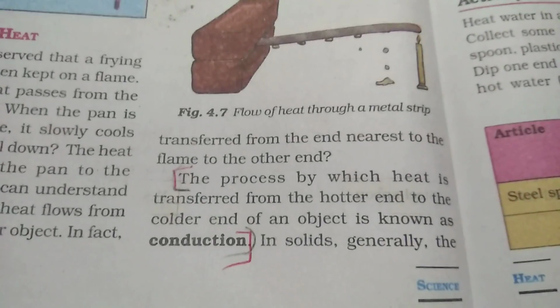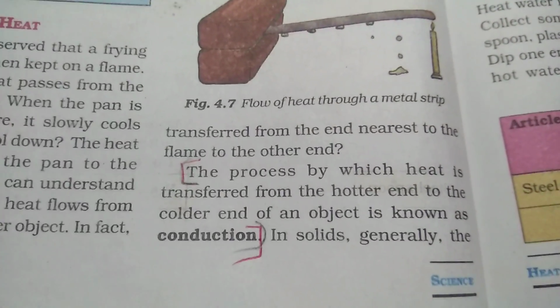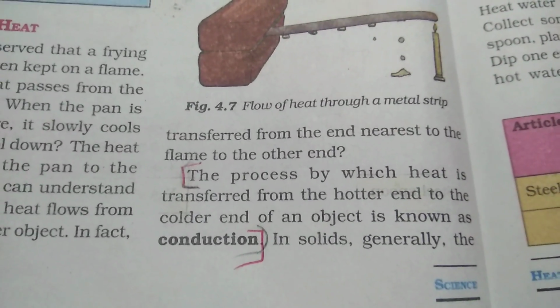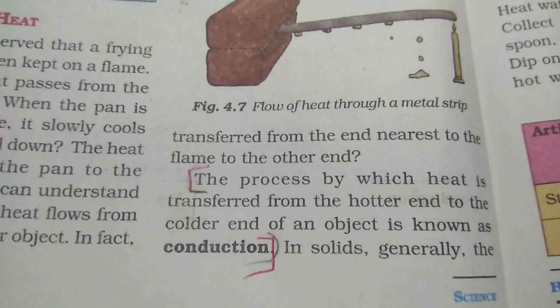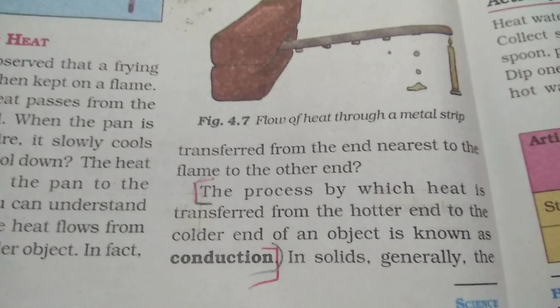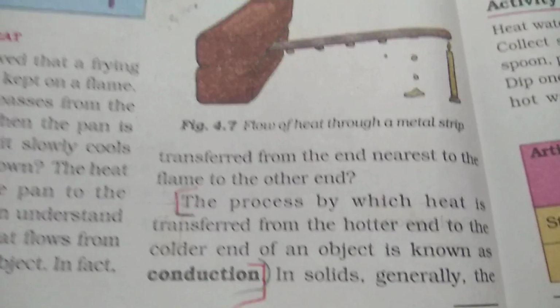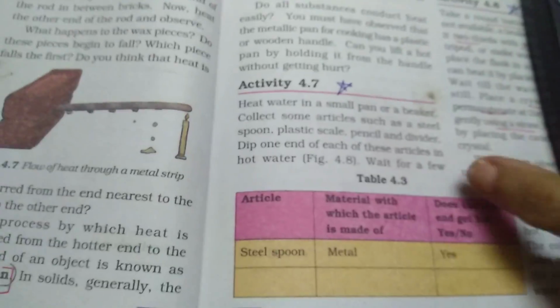The process by which heat is transferred from the hotter end to the cooler end of an object is known as conduction. So what is conduction? Heat transferred from a hot object to a cold object is called conduction. Remember.